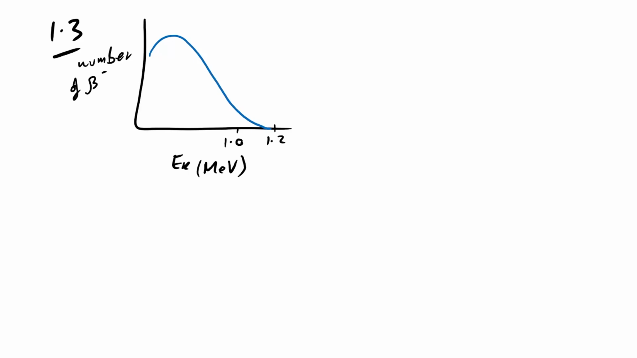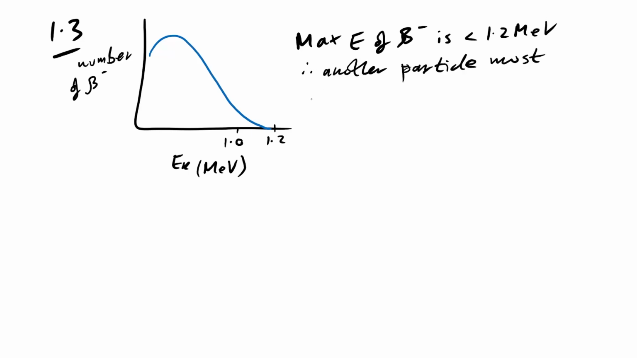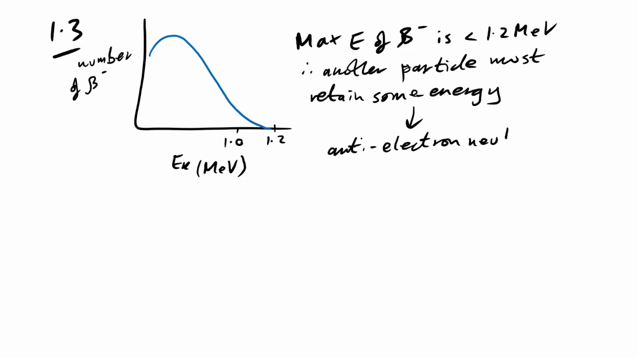Explain how the data supports the hypothesis that a third particle is produced during beta minus. Well, it's because, like we said, max energy of beta particle is less than 1.2 megaelectron volts. Therefore, another particle must retain some energy. And of course, we know it's going to be an anti-electron neutrino.